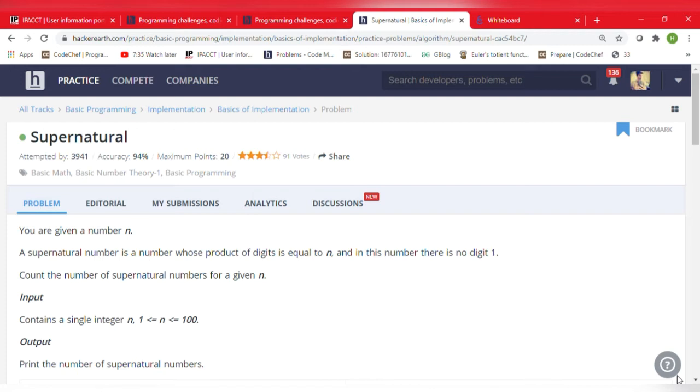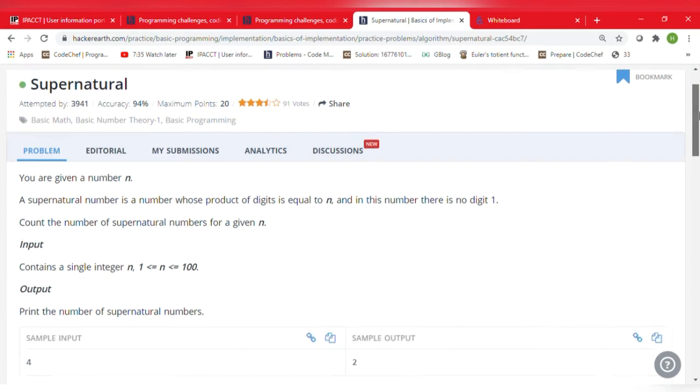One more thing given in this question is that we cannot have the digit 1, because if we have the digit 1 then we can have infinite numbers. For example, when n equals 4, we can have 221, whose product of digits is 4. Similarly, we can have 2211, 22111, and it will go up to infinity, so we will have the answer as infinity for every number. So we cannot have 1 as a digit in our answer.